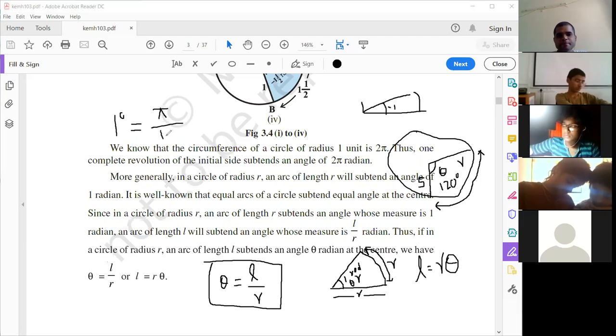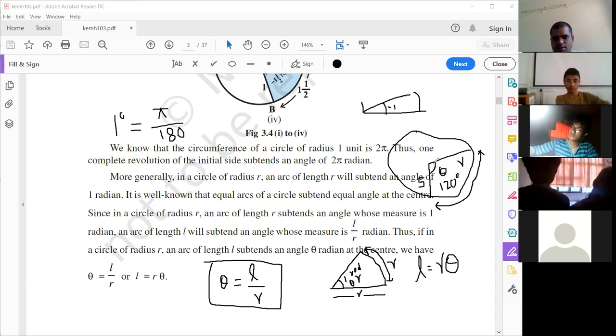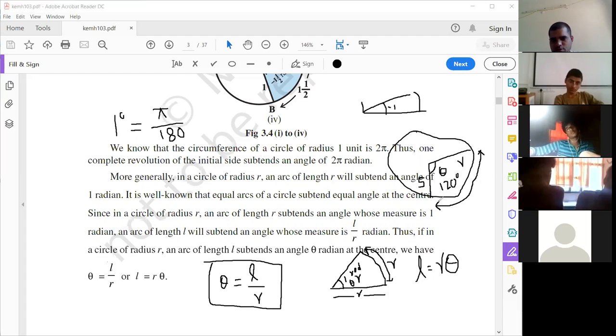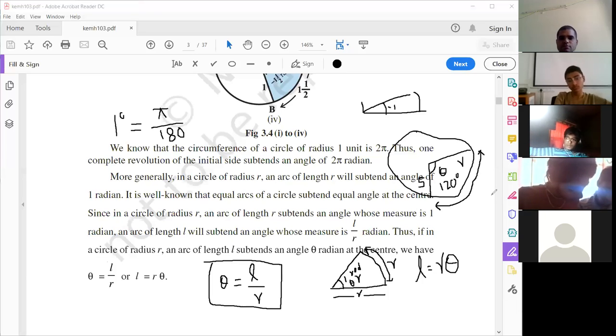Prabhuji, can you repeat your question? The question is that this angle is 120 degrees, and the radius of the circle is 5 units, 5 meters. So you have to find the length of this arc.